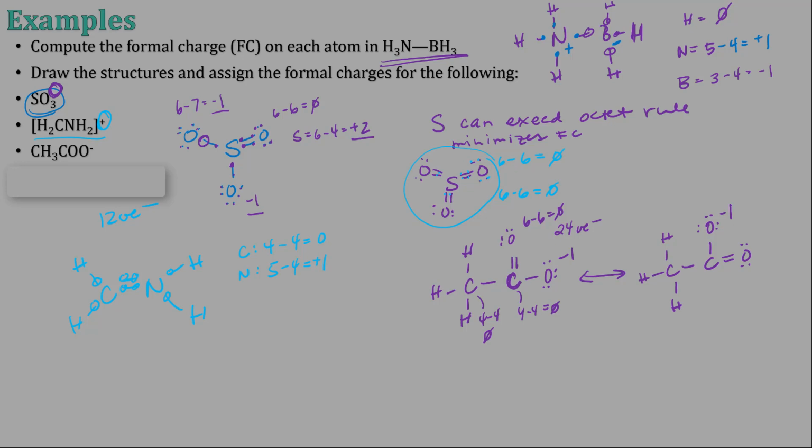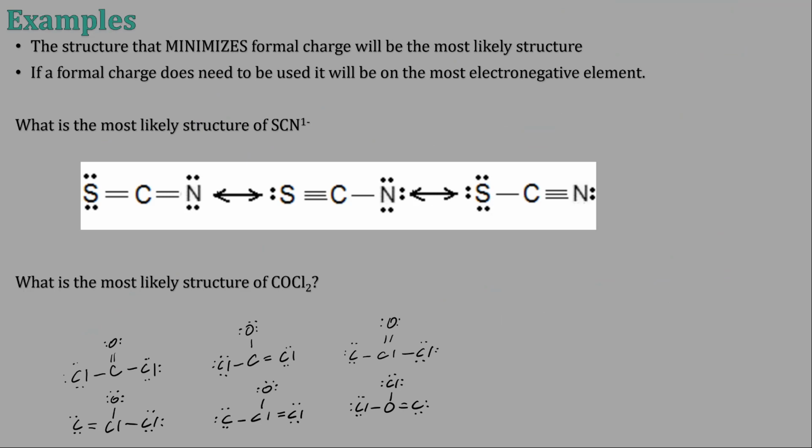And so right here, these bonds would be the same length, and they'd be half single bond and half double bond. We want the structure that minimizes the formal charge. And if formal charge does need to be used, it will be on the most electronegative element. So I'm going to assign the formal charges to these atoms and see which one minimizes the formal charge. And if we do have to have a formal charge on something, it should be on the most electronegative element.